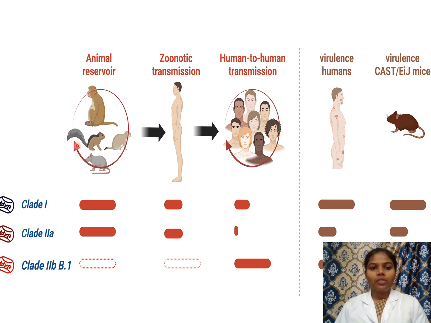Here we can see the virus transmission. So first the virus has transmitted from animals to humans. Here the virus usually is carried in monkeys. So monkeys act as an animal reservoir, and the transmission from the animals to the human is called zoonotic transmission. After transmission to humans, the virus can transmit from human to human, and it can result in an outbreak. So that is called human to human transmission. Usually this virus is of two types, clade 1 and clade 2. About these we will see in further slides.